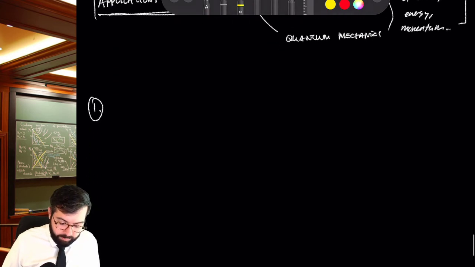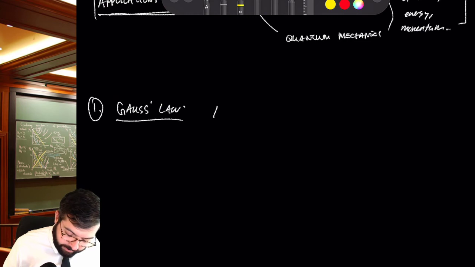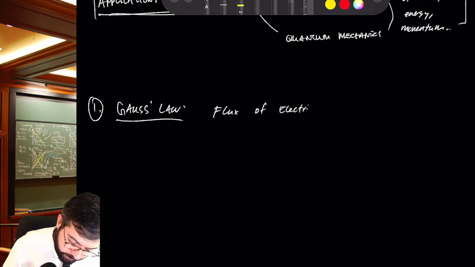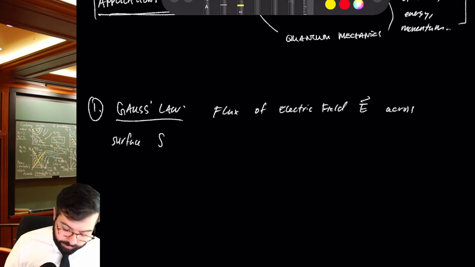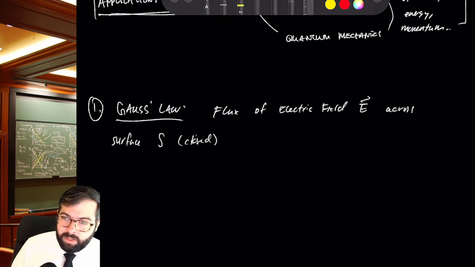So one big one that we can dive in a little bit deeper into is Gauss's law. And what it says is that the flux of an electric field, E, across a surface S, which is closed, right, is the total charge enclosed by S.